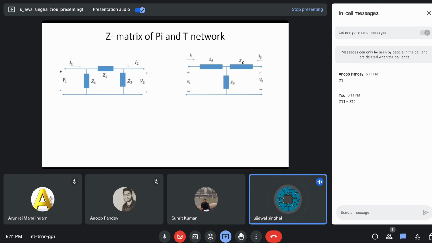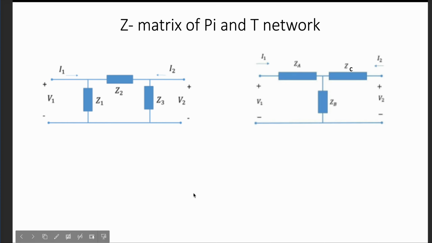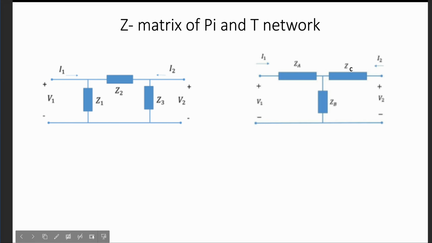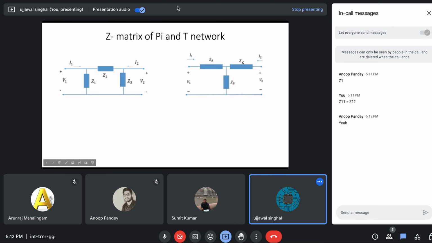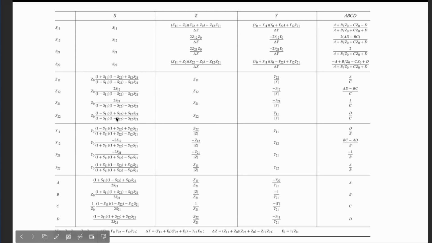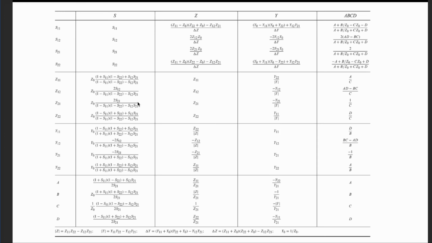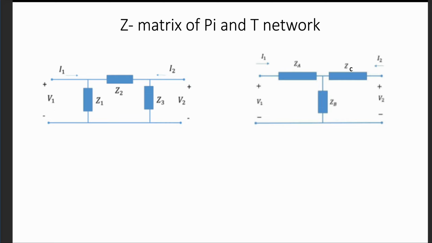So Anup, you are saying Z11 is equal to Z1, right? I will say that's wrong, but give it a shot one more time. Try to use these metrics, and if you want to calculate Z11, use V1 upon I1 given that I2 is 0. If I2 is 0, that means it's an open circuit, so current is not flowing from there, right? So use this fact and try to solve for Z11 and Z21 of this.